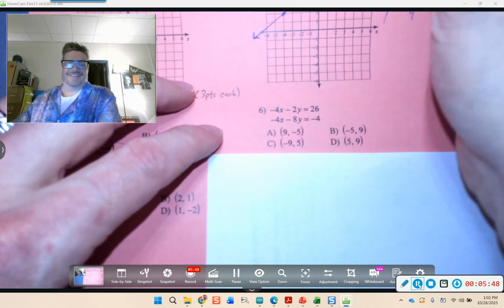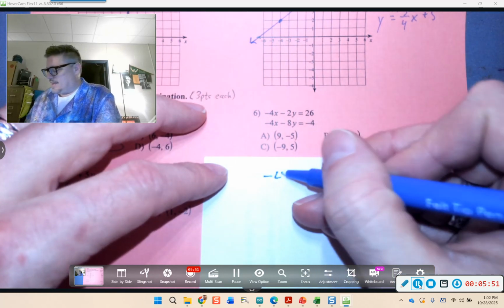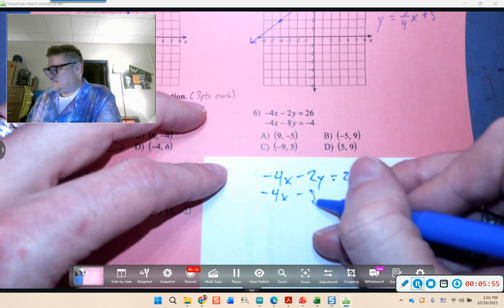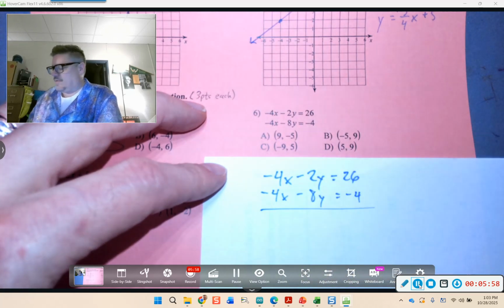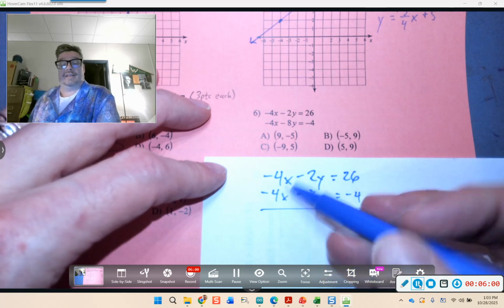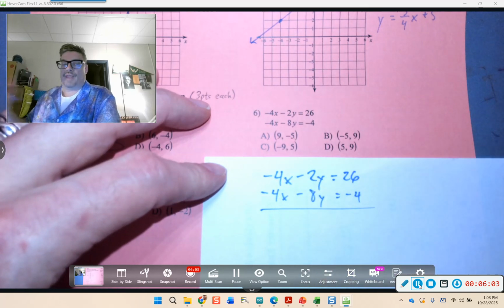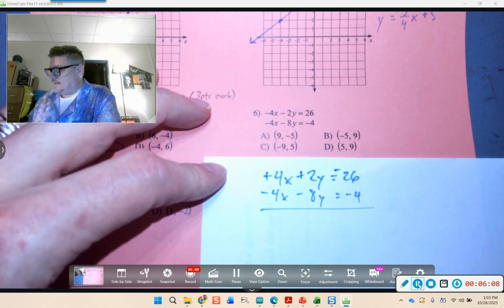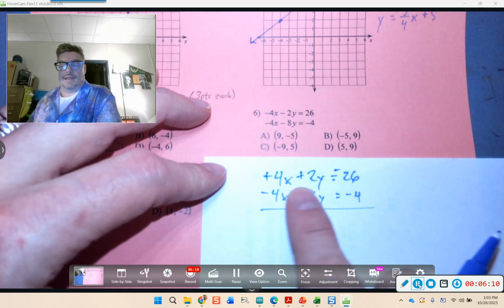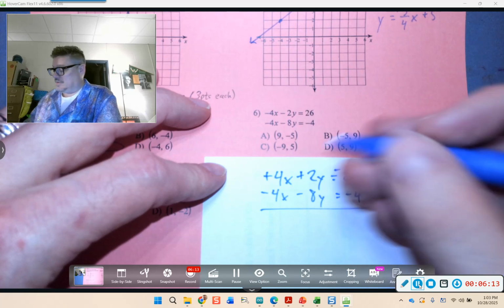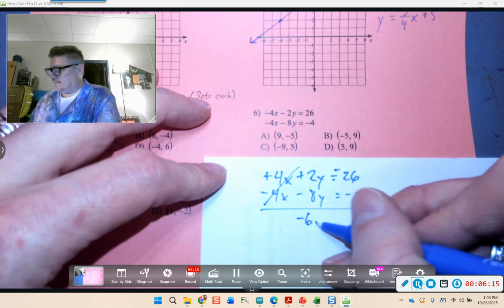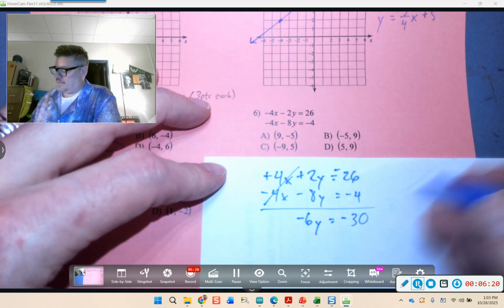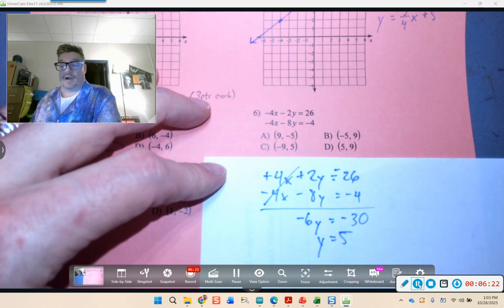This is problem number 6. -4x minus 2y equals 26. -4x minus 8y equals -4. Well, one of these is ready to go, except they're both negative. Let's make one of them positive. So I'm going to multiply the top one by a negative sign, and when I do, that basically changes all the signs. So these guys now go away. This ends up being -6, and this guy will be a negative 30. So that's going to give us a +5 for the y coordinate.